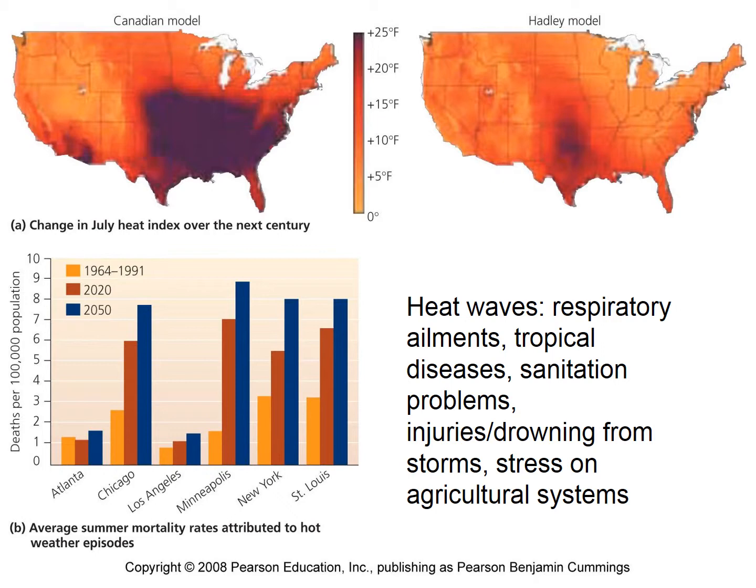Heat waves, we have also heard about how those are expected to increase. So remember, we had the graph that showed the increase in heat waves in Europe, so in France and Greece. But here's basically what's expected, some different models showing heat index in July over the next century. And here's the overall rise in summer mortality rates that are attributed to hot weather episodes. So you can see they've already risen, and the expected rate is going to be much higher.